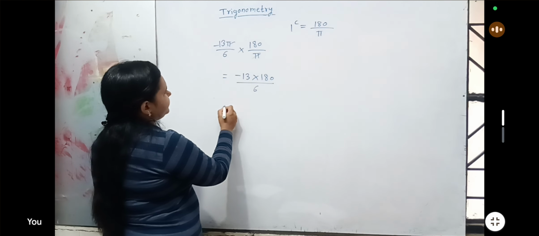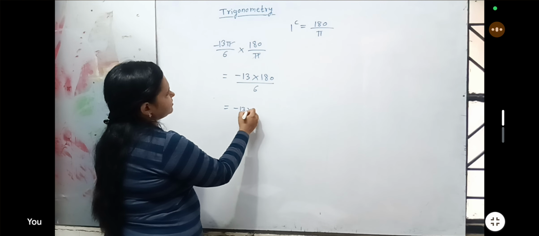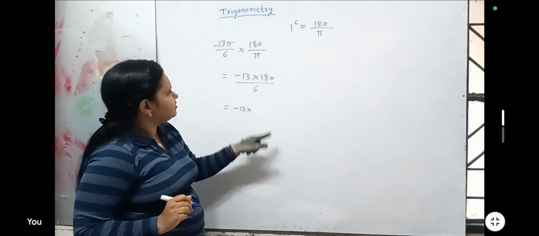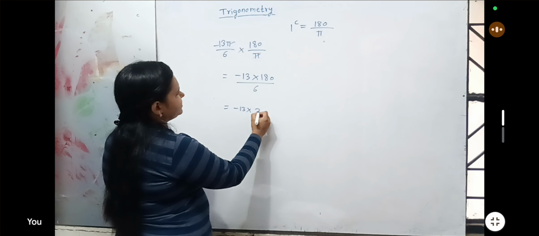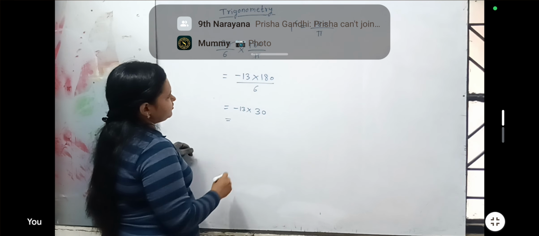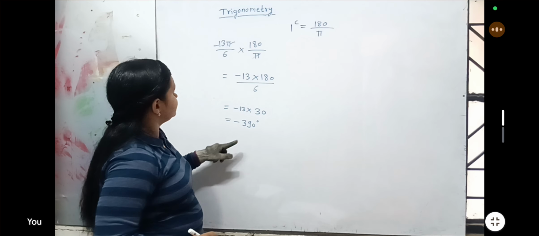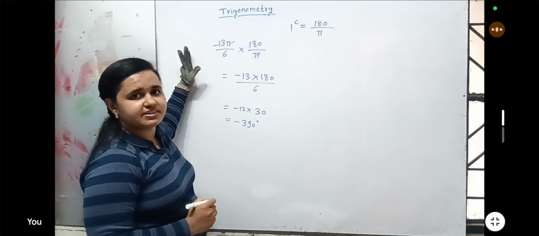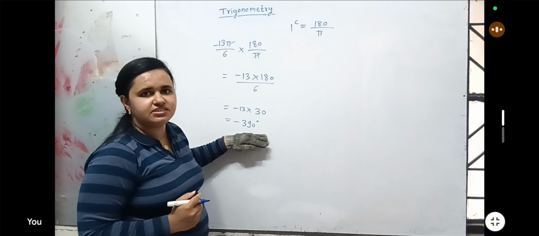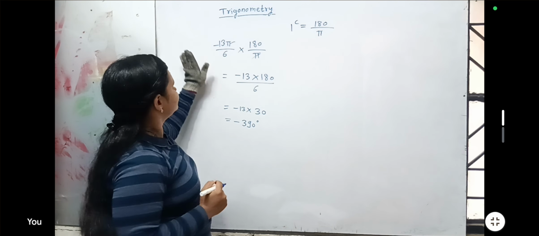So what will it be? Minus 13, and 180 will be divided by 6. 6 3s are 18, 0s are 0, and it will be minus 390 degrees. Okay. So minus 13 pi by 6 radians is equal to minus 390 degrees. Okay.